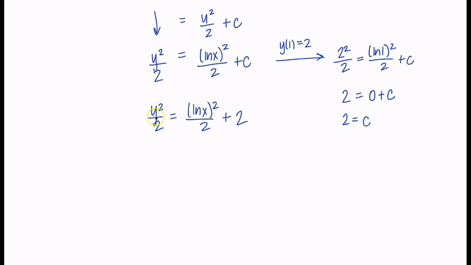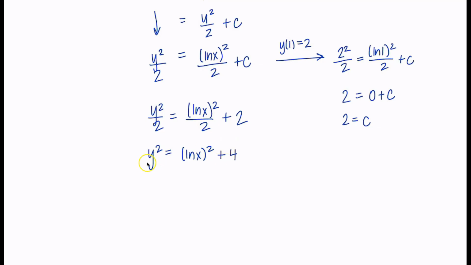And now we're going to try to solve for y. So I'll start by clearing fractions. I'll multiply both sides of the equation by 2. So we're going to have y squared is equal to natural log of x quantity squared. The 2's will cancel out here. Multiply this 2 by 2, so we're going to get plus 4.